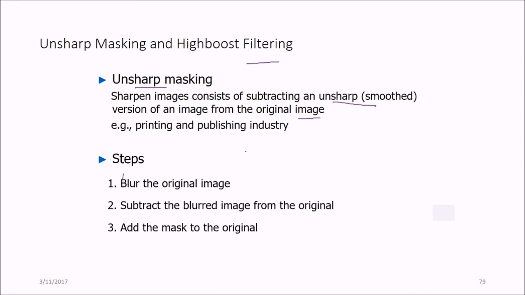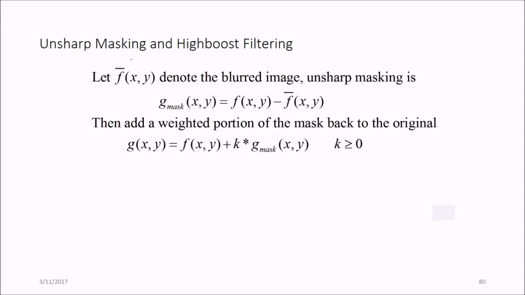What are the steps? First, we blur the image. You have an image, you blur it first. We subtract the blurred image from the original, and we add the mask to the original. And this is unsharp masking.